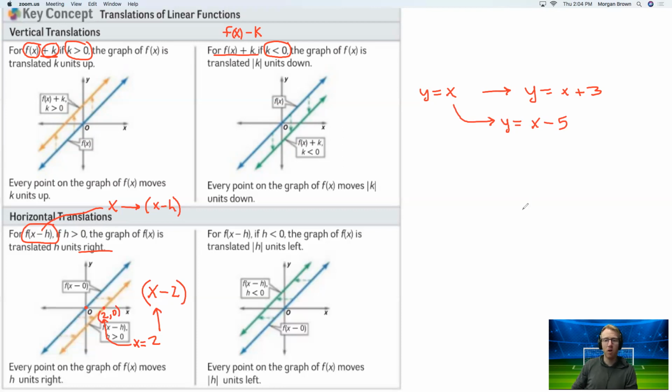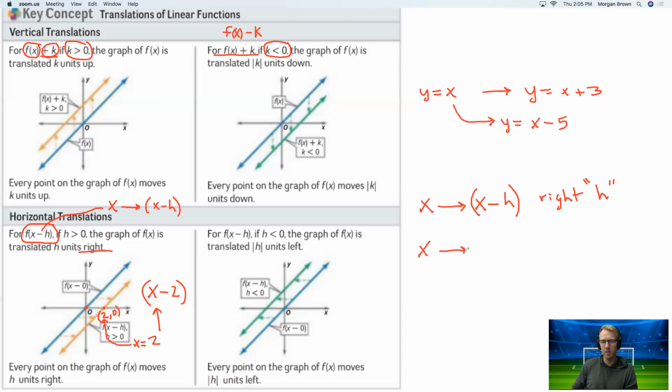So the net effect of all of this is that if you replace x in your equation with x minus a number, and we'll call it h, then your graph is going to move right by a distance of h units, whatever that value of h is. And h is, in this case, positive. And the same thing is true to go to the left. It's going to just be the opposite sign.